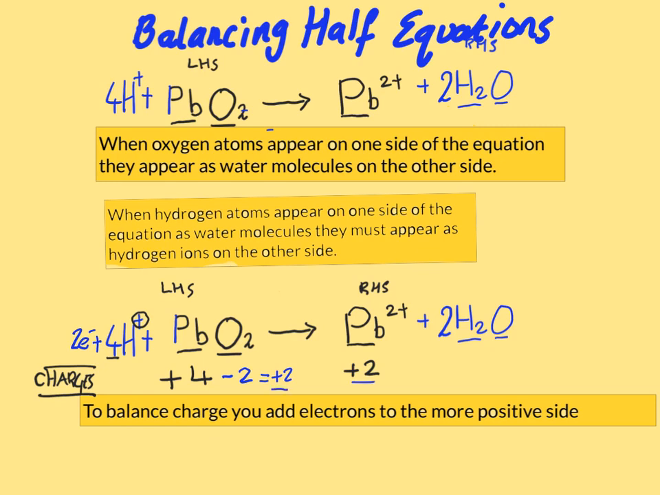We can now see that this is a reduction reaction because the lead has gained 2 electrons. On the other hand, the oxygen has not changed its oxidation state. Let's now balance this equation using the oxidation number method.